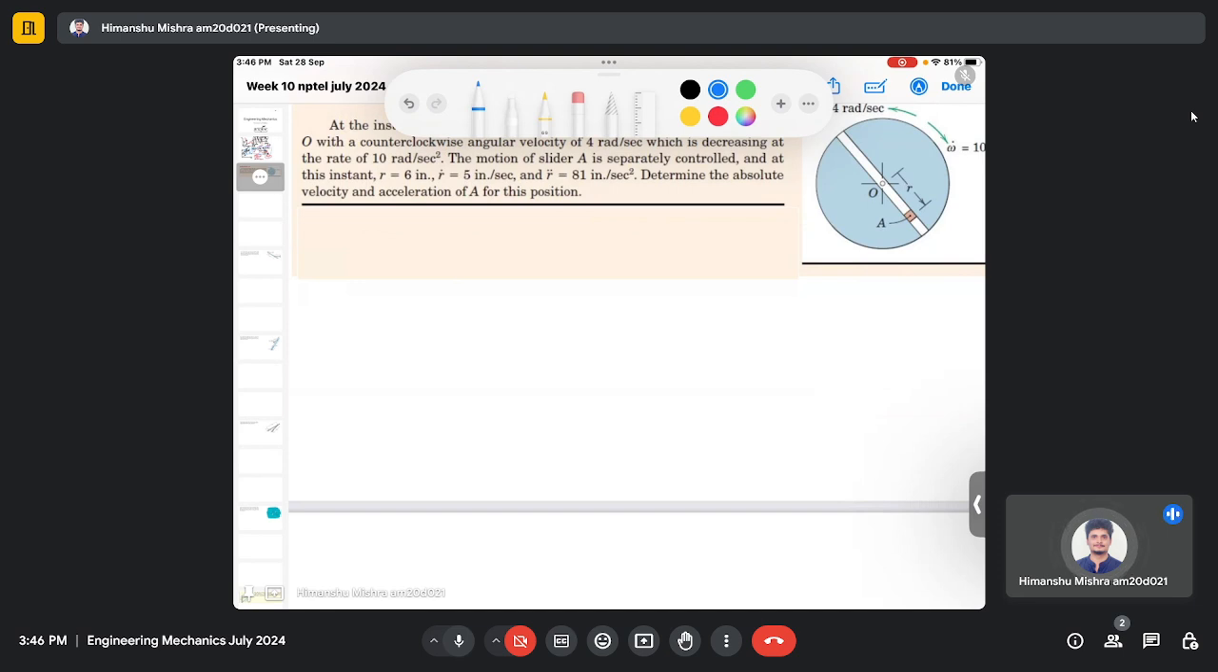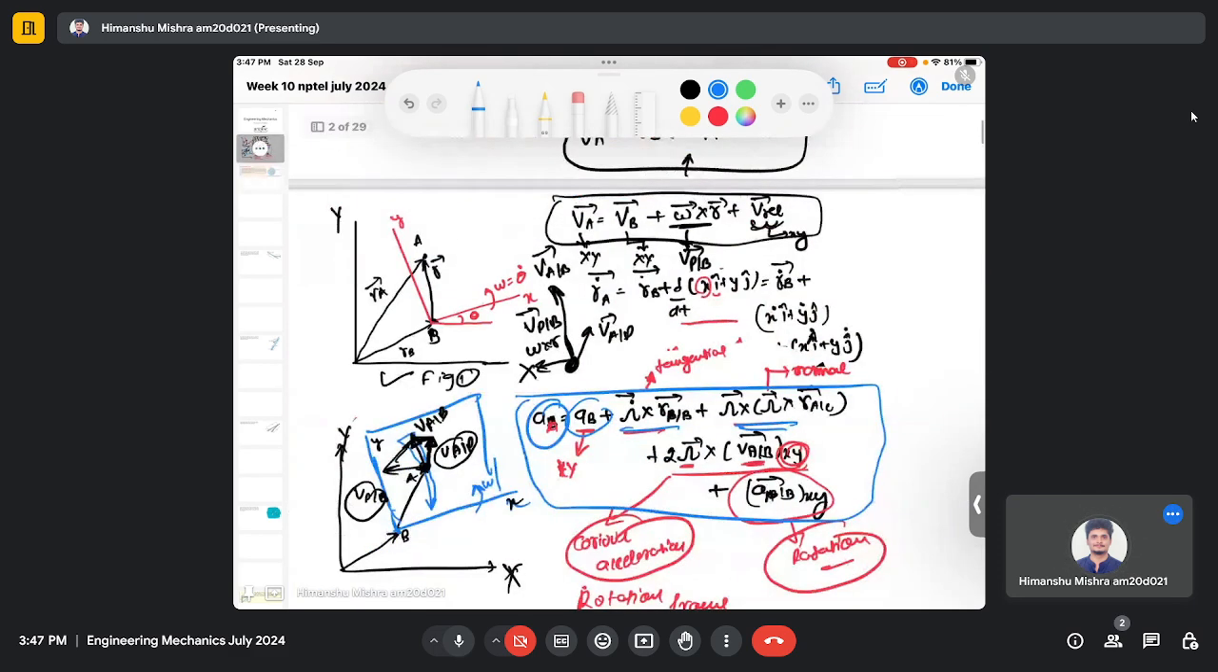So here we just need to calculate the velocity and acceleration, and we are going to use those expressions. In the last class, most of the questions that we solved were only substitution based. So if you remember the formula, if you remember the concept, you know how to find these various components of velocity and acceleration.